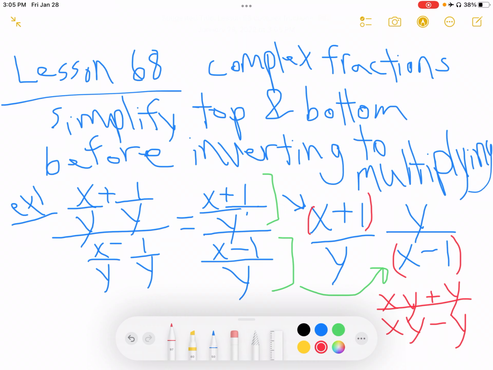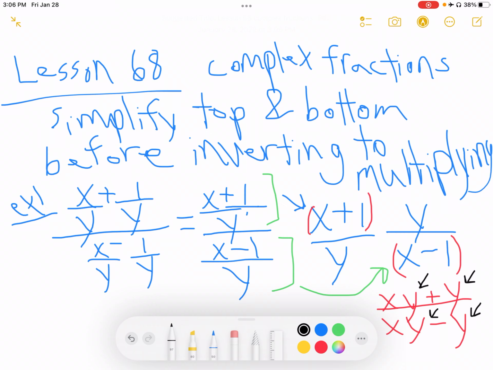Okay, so what do you guys notice about this? What do we have common to all of these? Every single term here has a y. You guys see that? This term has a y, this term has a y, this term has a y, this term has a y, right?